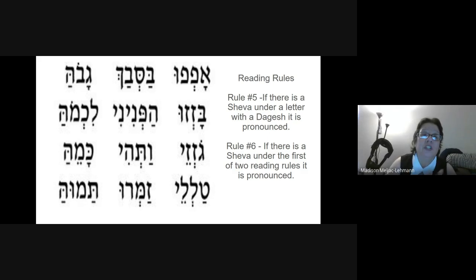So when you have those rule sheets that I gave you that you're going to save, these are going to help you later on. Now let me show you the example of this one next to it, the second letter from the right on the top line. If there is a shva under the letter with the dagesh, it's pronounced. So bas, and it's vak, bas, vak.